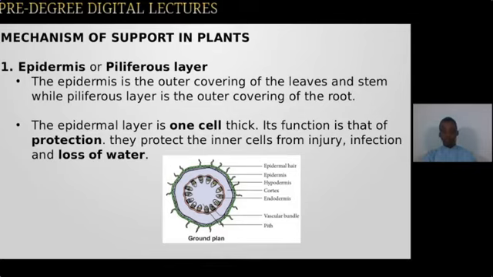covering of the root. So epidermis is the outermost covering of the stem, piliferous layer is the outermost covering of the root. Now this epidermal layer is only one cell thick and functions in protection and prevention of loss of water, amongst other things. So from the diagram there, you can see epidermal hair, epidermis, so that shows you that it is a stem or any other part of the body, but not the root.